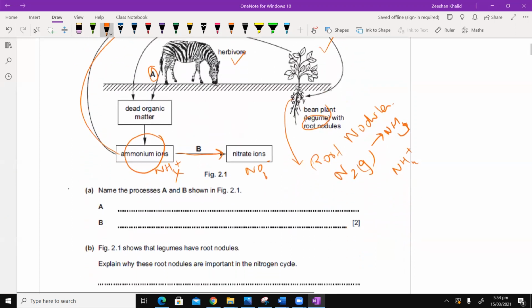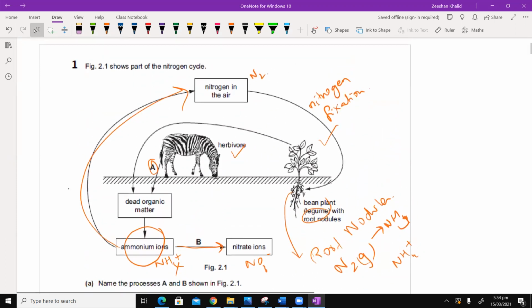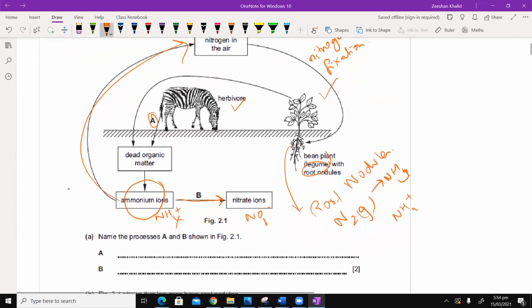Okay. Now let's look at the question. Name the processes A and B shown in figure 2.1. So what is A? That is clearly defecation. बच्चे हंसते होते हैं क्वेश्चन को देख के, मैं उनको कहता हूँ you just look at the arrow and you'll understand that this is defecation. This is defecation, which basically means dead organic matter from the feces is entering the soil, and which is eventually being converted into ammonium ions. So the answer is defecation for A.